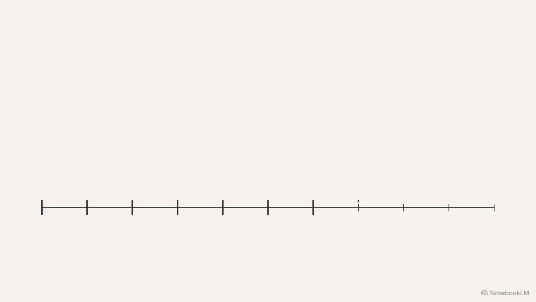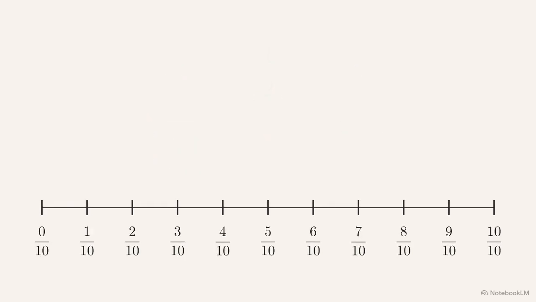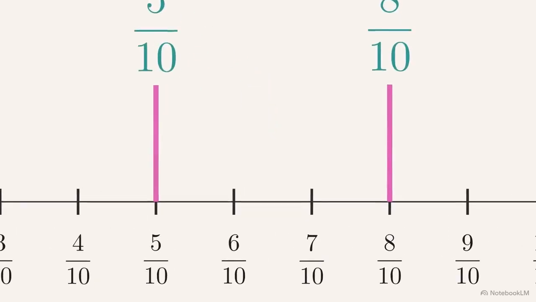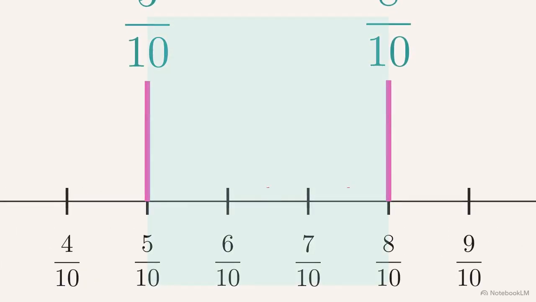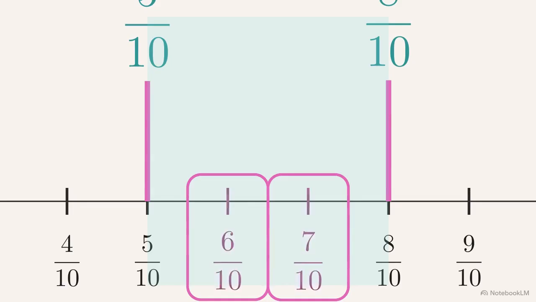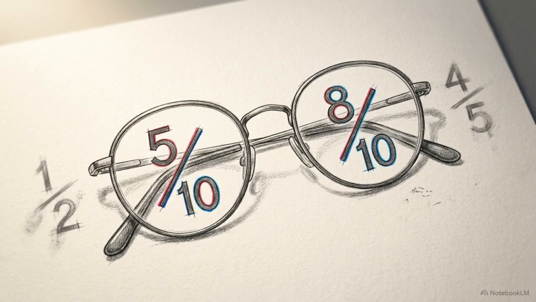This number line shows exactly what that looks like. Converting 1/2 gives us 5/10, giving us our lower limit. Converting 4/5 gives us 8/10, giving us our upper limit. We now have our solid boundary walls. Looking at the space inside those walls, the answer reveals itself. The only values that can possibly exist in this range are 6/10 and 7/10. Finding a common denominator operates exactly like putting on glasses. It brings hidden numerical relationships out of the blur and into sharp focus.